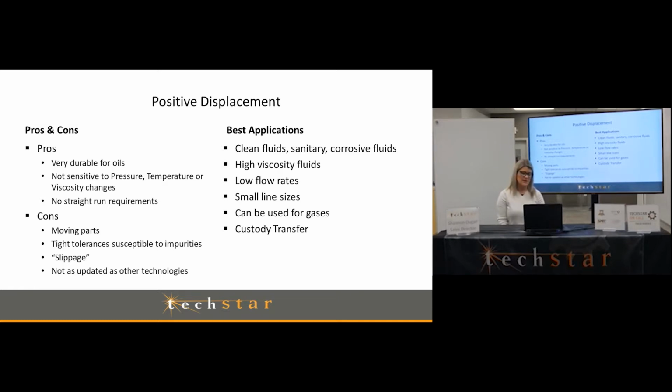You can also have what's called slippage with PD meters, and that means that there could be liquid or gas that actually slips around that specific volume that you're counting on. So you will actually have a higher flow than what you record. Usually that's because the meter's been in for a while and not maintained. So make sure you follow your manufacturer's recommendations for preventative maintenance for these. And it can also happen if you have a corrosive fluid or something like that, and the metallurgy isn't appropriate for that.